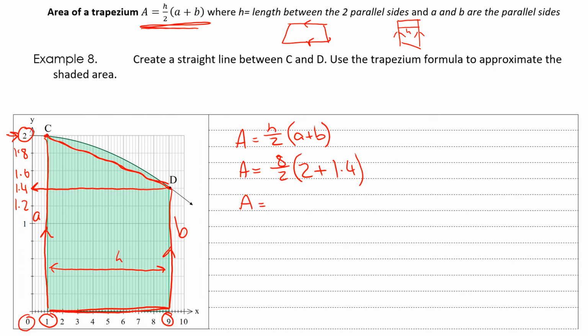So the area is, now it's just time to put it all in the calculator. 8 over 2 bracket 2 plus 1.4. And we get 13.6. Now we don't have units again because we're once again on the Cartesian plane. So we go units squared. 13.6 units squared. And that is our approximate area. And that might be one of our longest videos ever, but we are done all of our 9 examples.